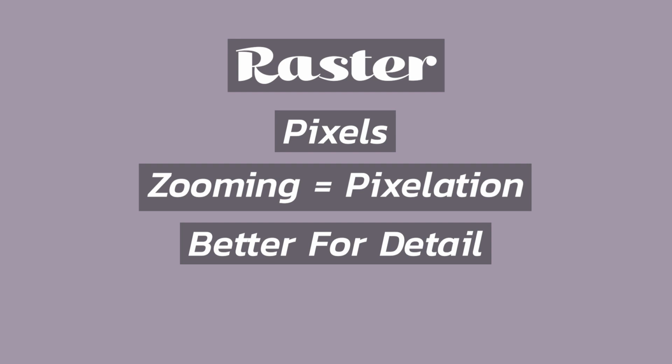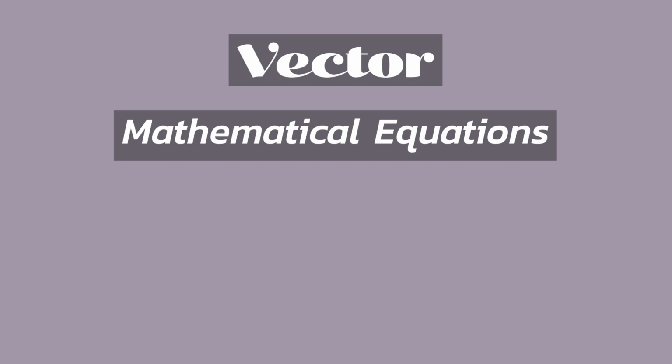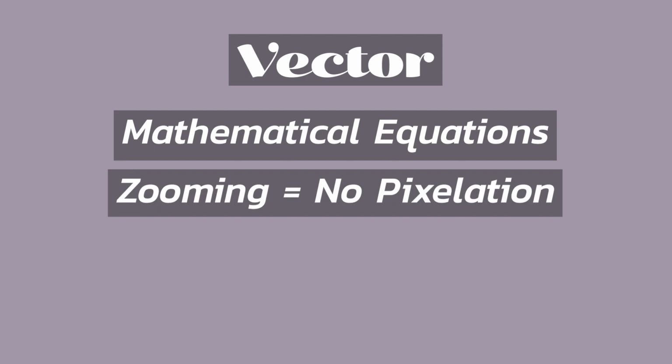Raster programs will be better for more detailed images with texture and shading. Some examples of raster programs are Photoshop, Procreate, and GIMP. Vector, on the other hand, instead of using pixels, is made up of mathematical equations. This allows for images to be scaled up or scaled down without losing any quality. You will always have crisp edges.